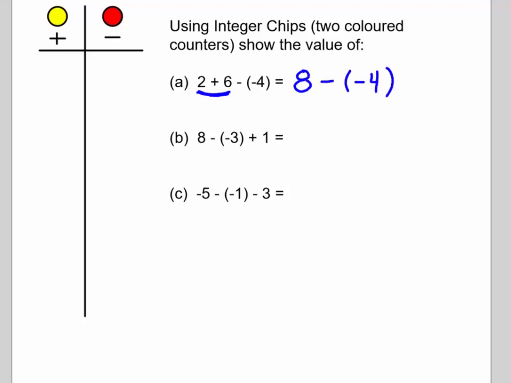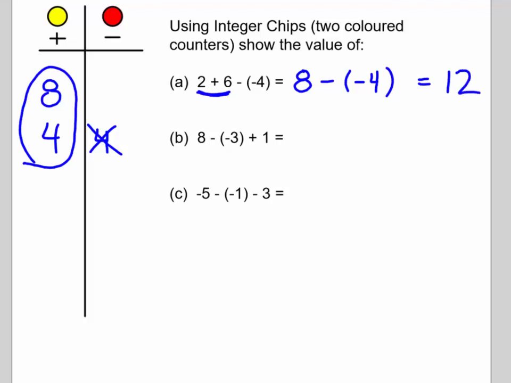Now 8 minus negative 4. I don't even need the chips, we'll do this without. Say I have 8 positives, and now this says take away 4 negatives. Well, I don't have any, but I could write down my 0 pair like this. I don't have to use the chips all the time. So now if I want to take away 4 negatives, I take those away, and then all I have to do is total up this amount, and I get 12.